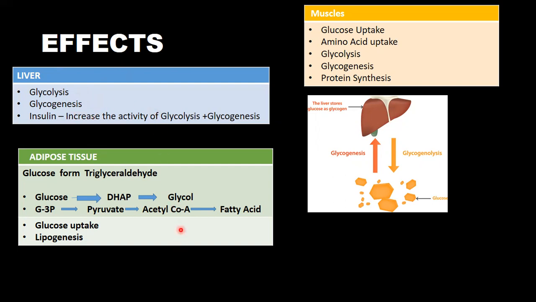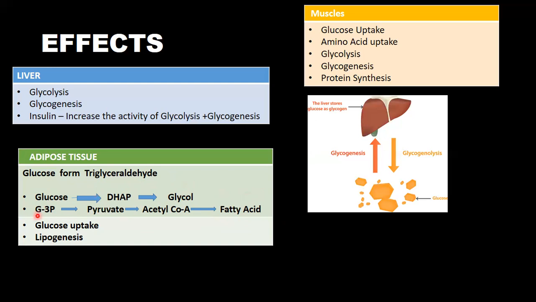Okay, coming to the adipose tissue. In the adipose tissue, normally glucose is converted to triglycerides. Now we see how this glucose is converted to triglycerides. Glucose is converted to dihydroxyacetone phosphate, and that is ultimately converted into glycerol. Remember that a triglyceride consists of two parts: one is glycerol and one is fatty acid.